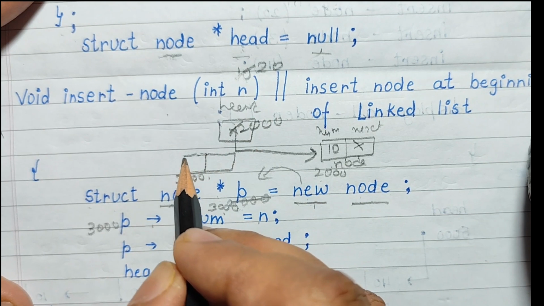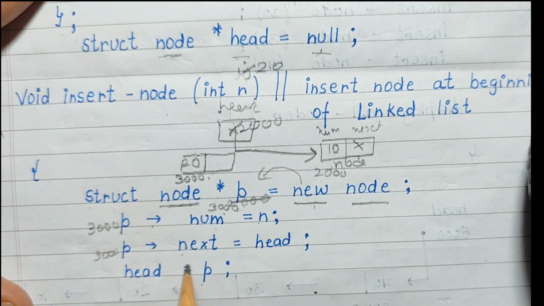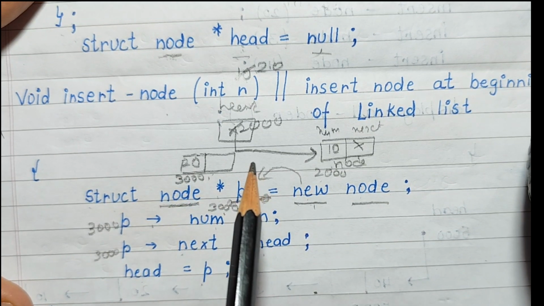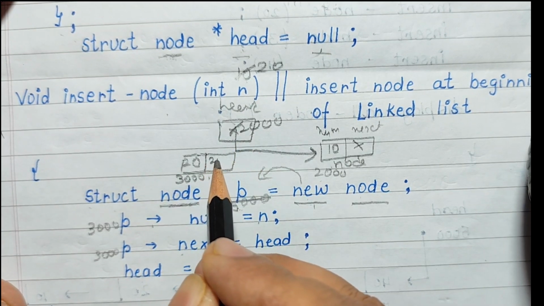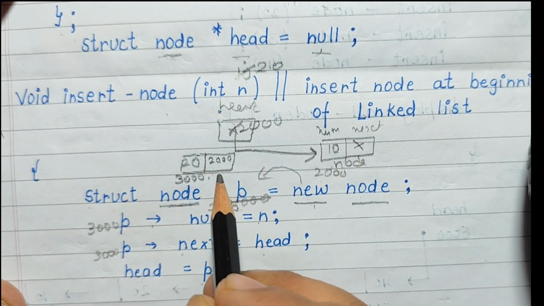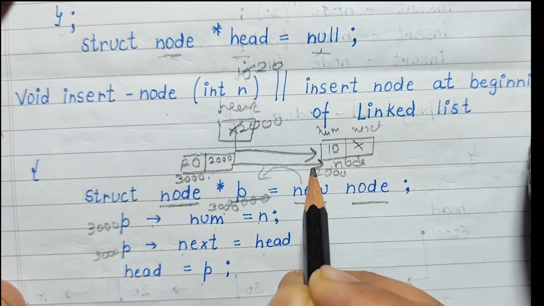Now n has the value 20, so 20 goes here. Now p of next means 3000 of next. What is the value of 3000 of next? 3000 of next is equal to head. What is the value of head right now? Head has the value 2000. It means 2000 is stored here. So this node points to which location? This node points to the next node, this one.